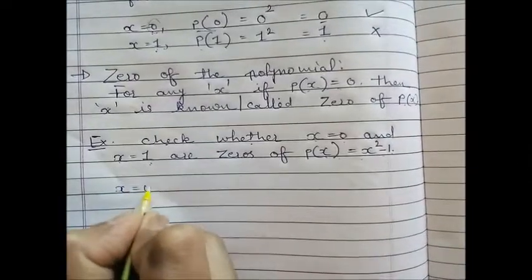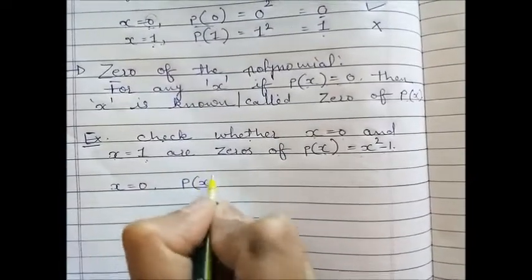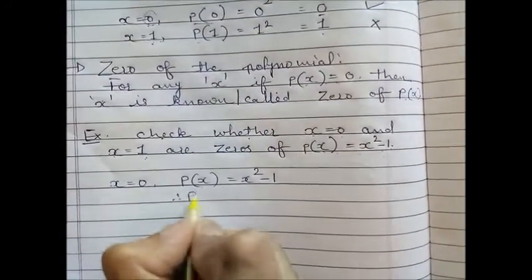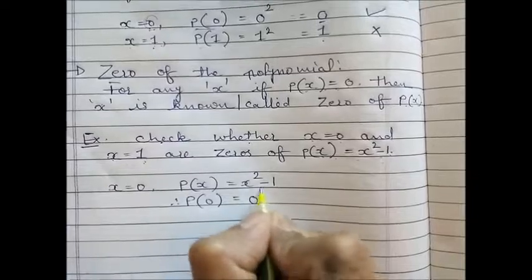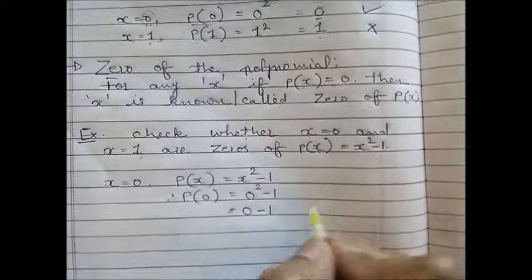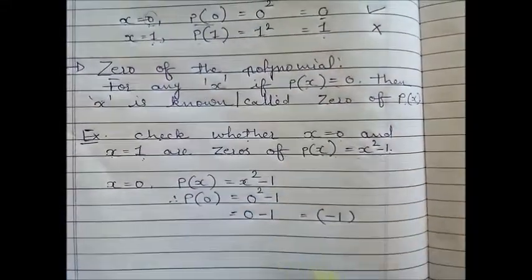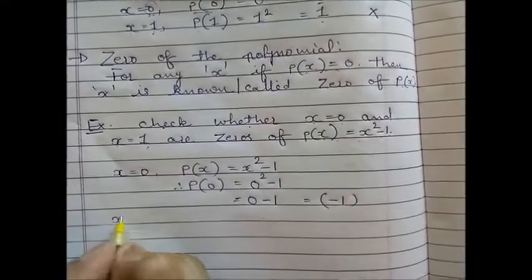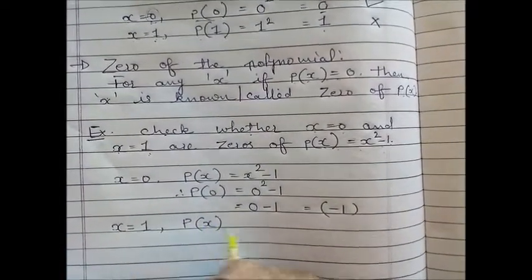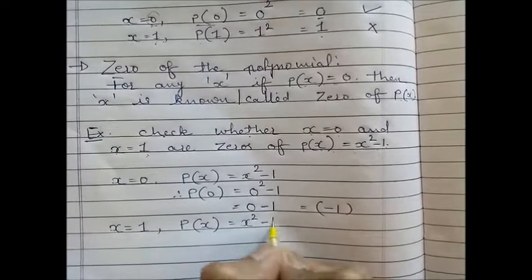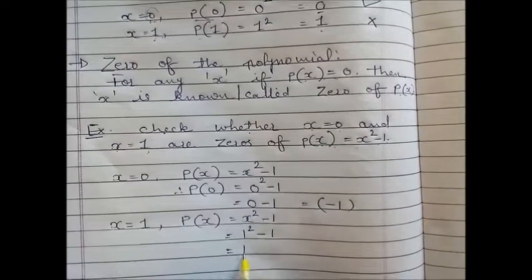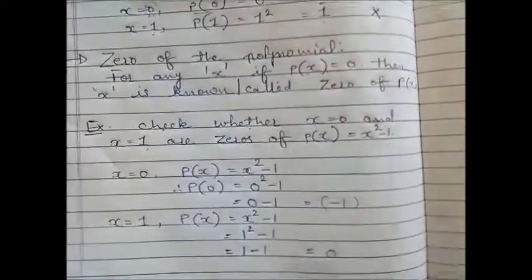Let's write x is equal to 0. Therefore, p of x is equal to x square minus 1. Therefore, p of 0 is equal to 0 square minus 1, that is 0 minus 1, that is minus 1. Now, for x is equal to 1, p of x is equal to x square minus 1, that is 1 square minus 1, that is 1 minus 1, that is 0.